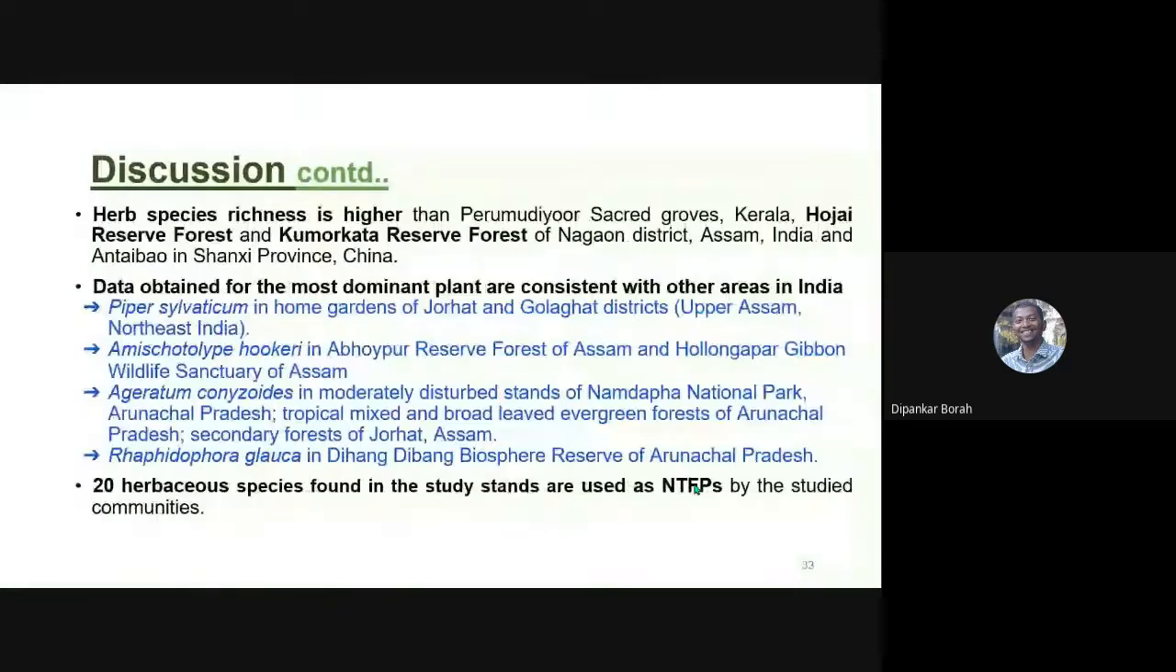Herb species is richer than Perumadia Sacred Groves of Kerala, Hojai and Kamarkata Reserve Forest of Assam, and Anhui Province, China. The data obtained for dominant plants are also consistent with other studies: Piper sylvaticum with home gardens of Jorhat and Golaghat, Ageratum conyzoides with Namdapha National Park of Arunachal Pradesh, Rhaphidophora glauca with Dihang Dibang Biosphere Reserve of Arunachal Pradesh. 20 herbaceous species found in the study stands are used as NTFPs by the studied communities.